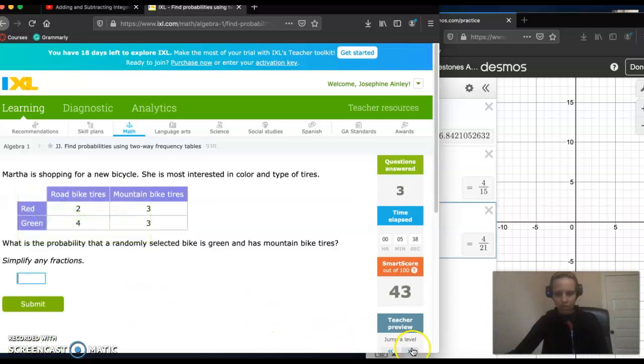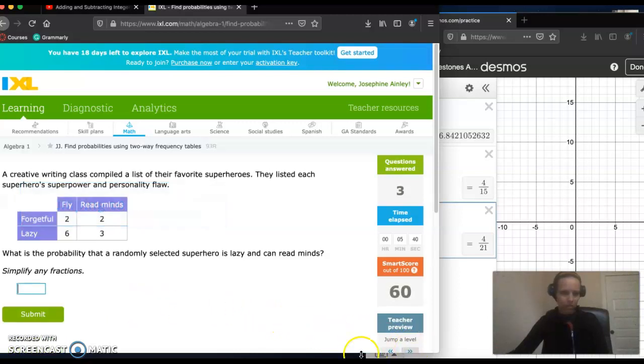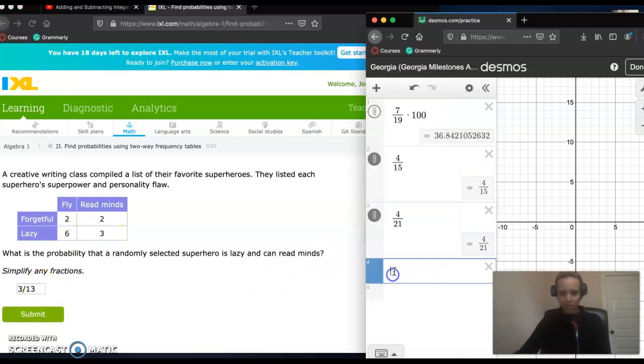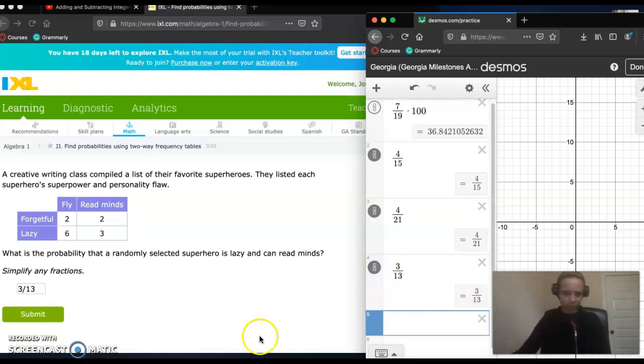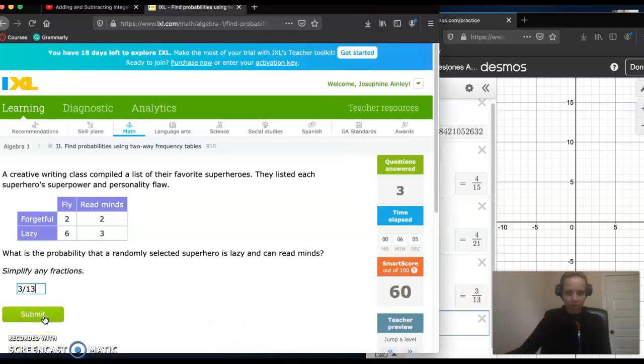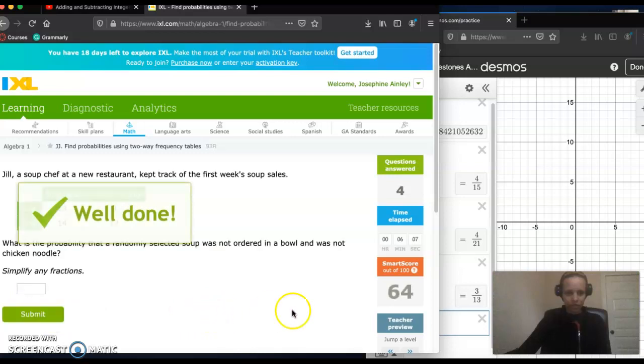Okay, so I'm going to jump another level, see if it changes. What's the probability that a randomly selected superior is lazy and can read minds? So lazy is either 6 or 3. He can read minds as well. Read minds is 3. So 3 out of a total of what? 2, 4, 10, 13. And once again, punch it in Desmos to make sure that you have simplified it so that you don't get it wrong. Boom. So that one's okay. Oh, this is relatively easy.